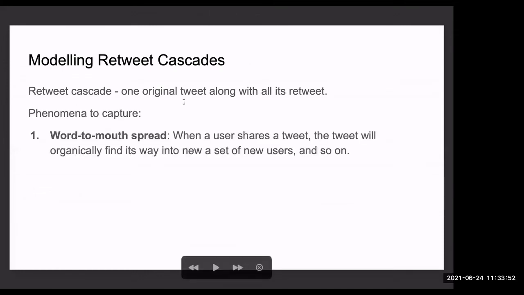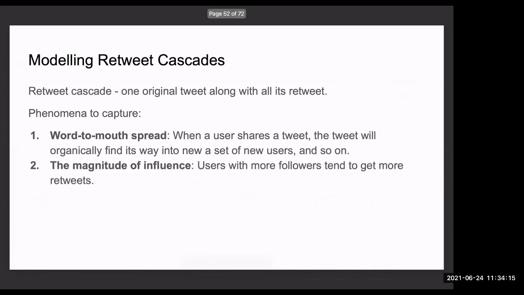There were some phenomena that we were interested in capturing, the first being word-of-mouth spread, which means that when one user shares something, this will spread out to new users, who can then share that. So information spreading organically in a chain of events.